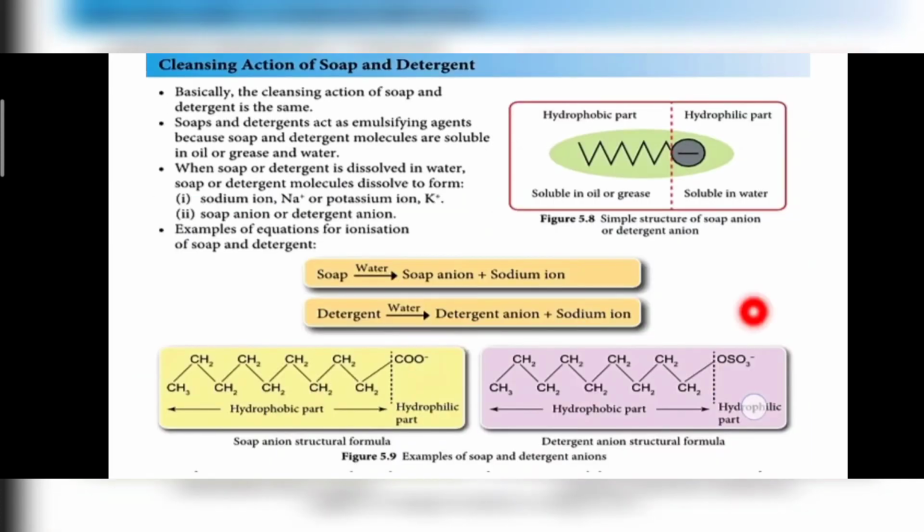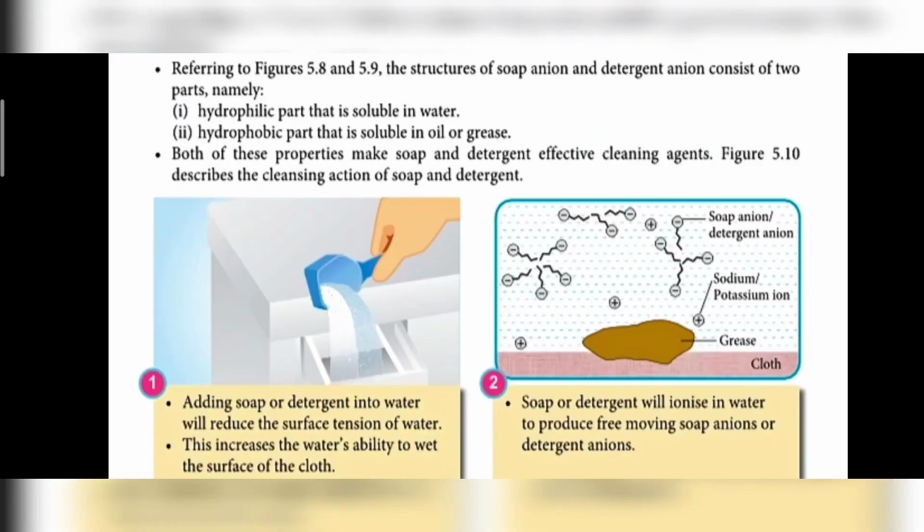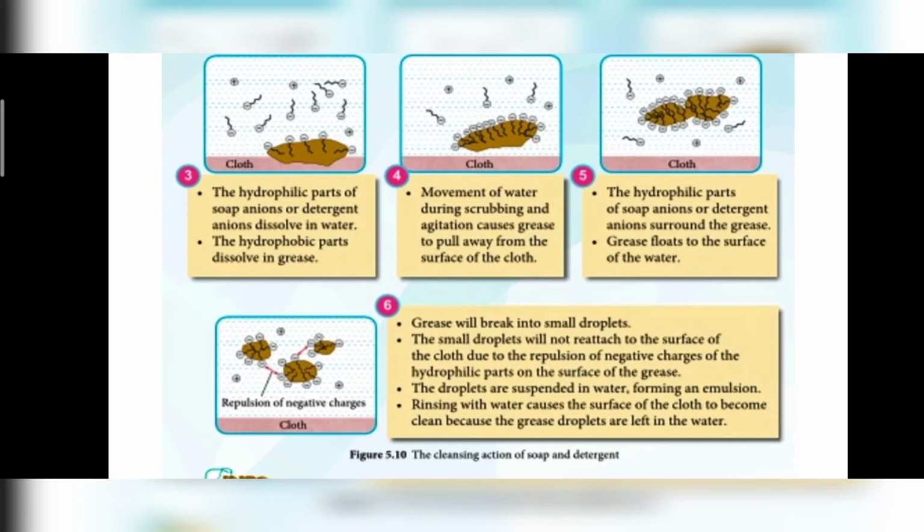Okay, the hydrophilic part and the hydrophobic parts. Okay, so yang hydrophilic parts itu akan tertarik kepada air, manakala yang hydrophobic parts itu dia akan tertarik kepada oil ataupun grease di atas pakaian. Okay, so here the hydrophilic parts of the soap anion or the detergent anion will dissolve in water, and the hydrophobic parts will dissolve in the grease.